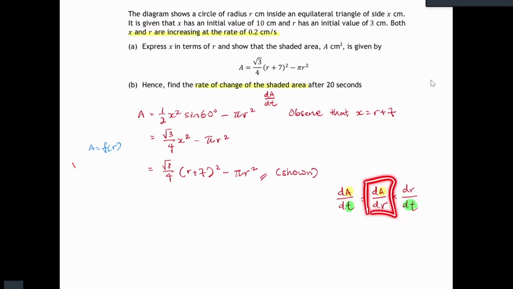How do I get dA/dr? We use A as a function of r. Use A as a function of r to calculate dA/dr. Okay. 1 minute try, then I go through, then we'll end already.